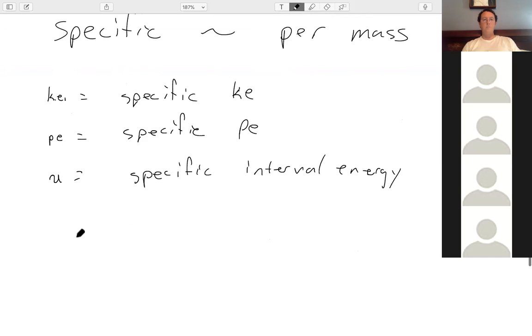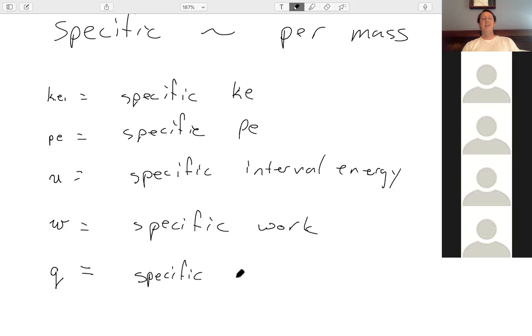And lowercase w is specific work. And then we get to Q. So any guesses what we're going to call that? Is there a pattern? Specific heat. Yeah. Crap. The damn chemists already took that one. So I will call it specific amount of heat.